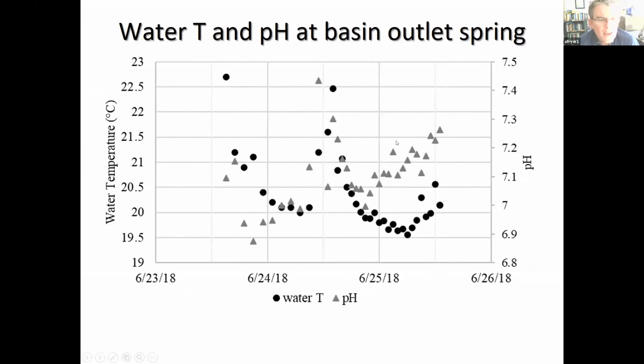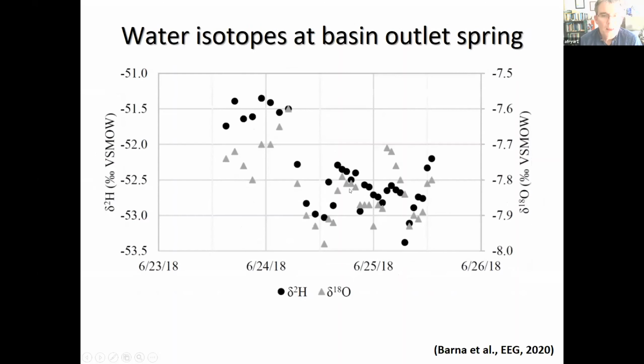This is our manual measurement of water temperature and pH at the basin outlet spring, temperature in the black dots on the left-hand y-axis, pH on the right-hand y-axis, and the gray triangles. And you can see 2 declines separated by a recovery in between. Water isotopes, you actually see 3 declines. Deuterium, left-hand y-axis, black dots, oxygen 18, gray triangles on the right-hand axis. So decline, rebound, decline, rebound, decline, rebound.